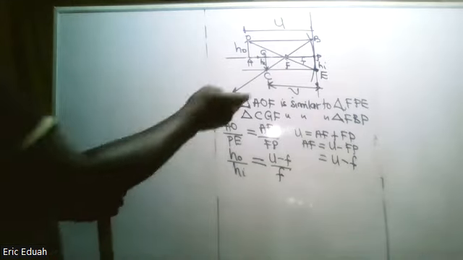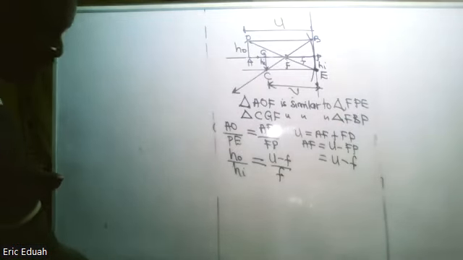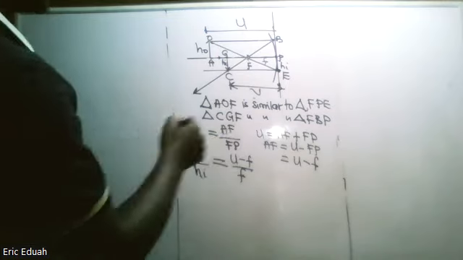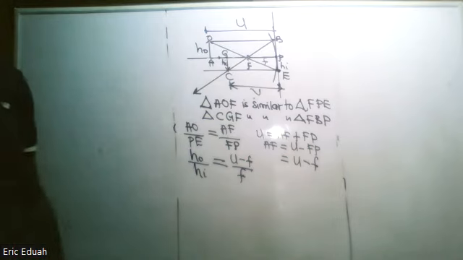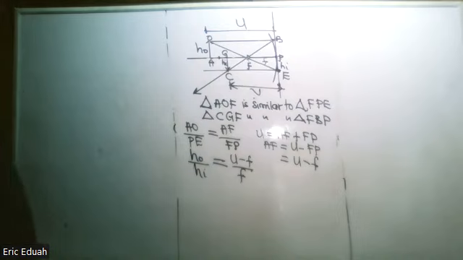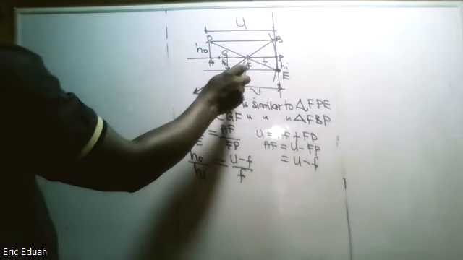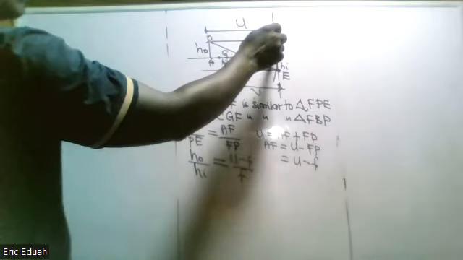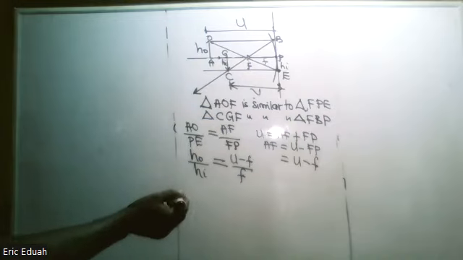Then you look at the other pair of similar triangles. Okay, the other pair, which is CGF, CJF, and FBP. So the ratio of their sides as we did for the other pair.